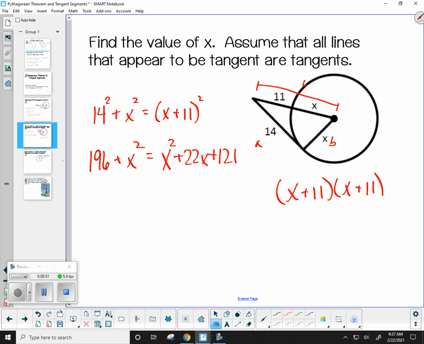Okay. All right. So now the nice thing is I have 1x squared on each side, right? So if I subtract away an x squared, all my x squareds are gone. Okay. So that's nice. All right. So now I just need to get my x's on one side, my constants on the other. So I can subtract 121 from both sides, and I would get 75 equals 22x.